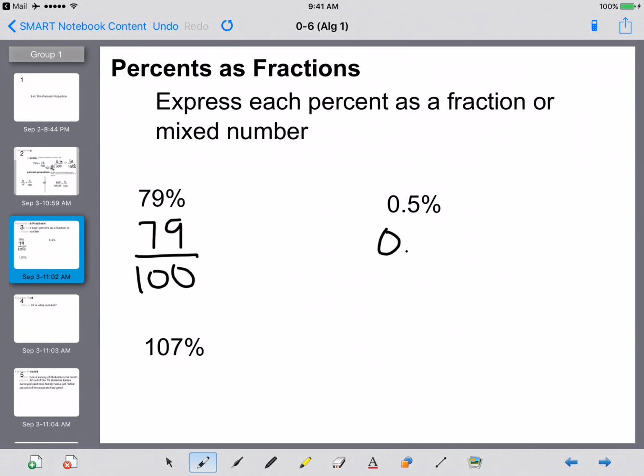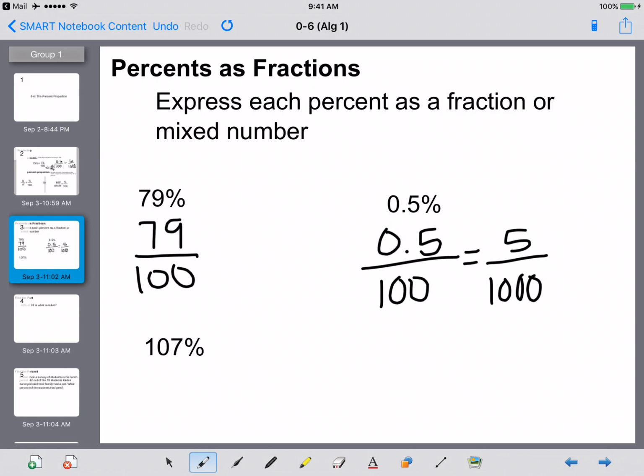0.5%. You write it as your percent, so the number that's before the percent sign, over 100. We can't have decimals in our fractions, so I'm going to switch that to 5 1,000ths, and then I know that 5 goes into 1,000, so I'm just going to simplify here and do 1,000 divided by 5 to get us 1 over 200, because what I do to the bottom, I do to the top. So 1,000 divided by 5 is 200. 5 divided by 5 is 1. So 0.5% as a fraction in simplest form is 1 over 200.